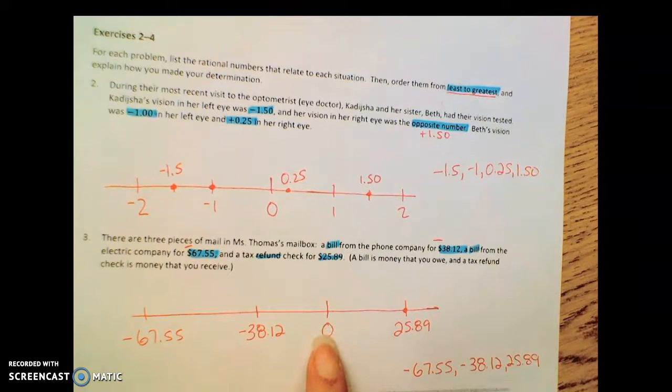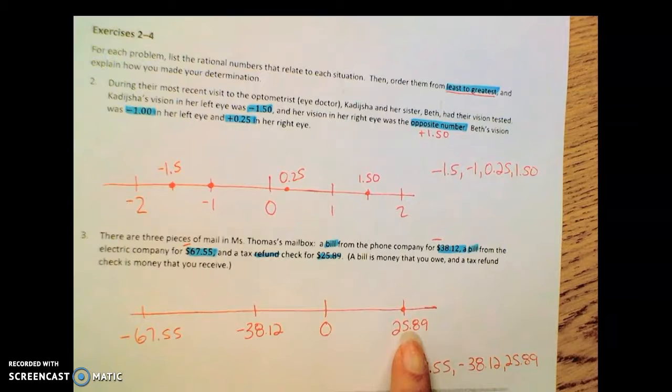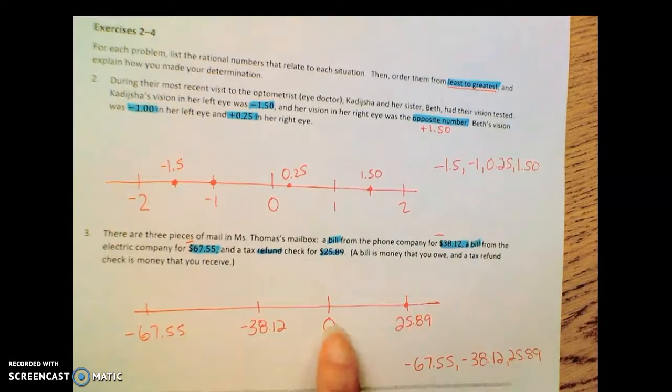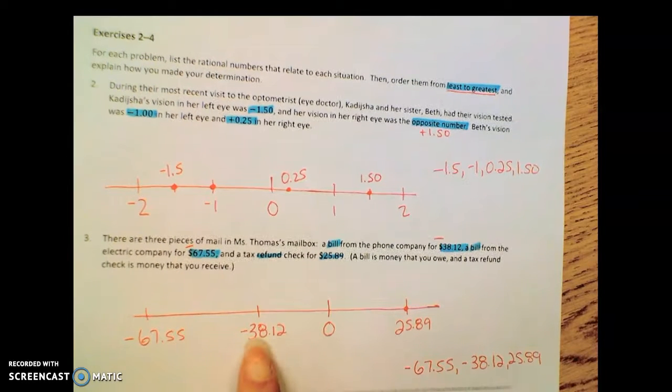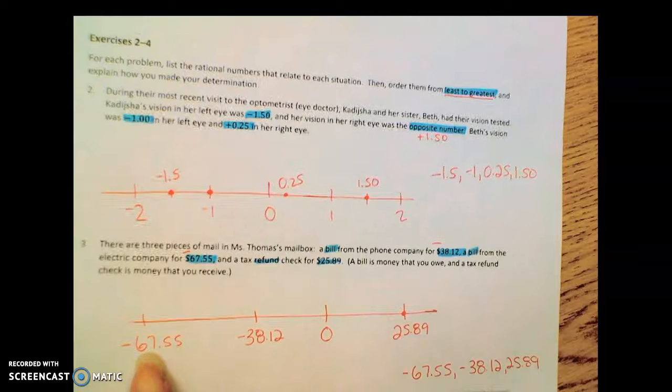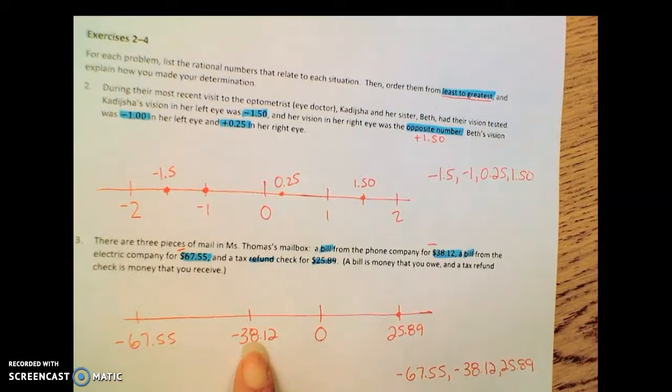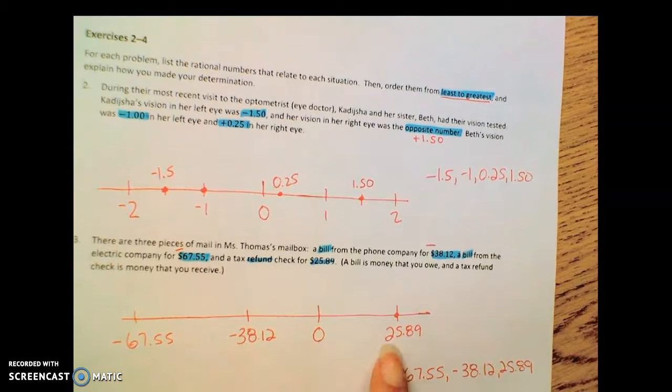So I placed 0 here, and I knew 25.89 would be to the right because it's positive. Negative 38.12 would come first after 0 because I thought about it as 0, 1, 2, 3. And then negative 67.55 would be further to the left. So again, least to greatest, simply negative 67.55, negative 38.12, 25.89. You have to list them in order from least to greatest.